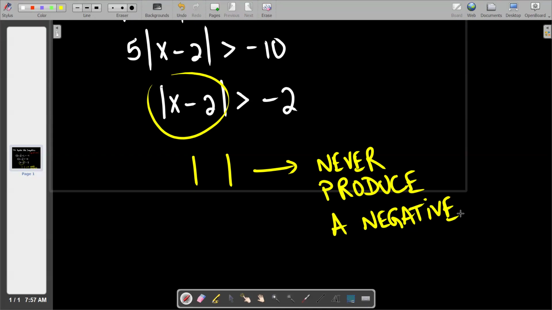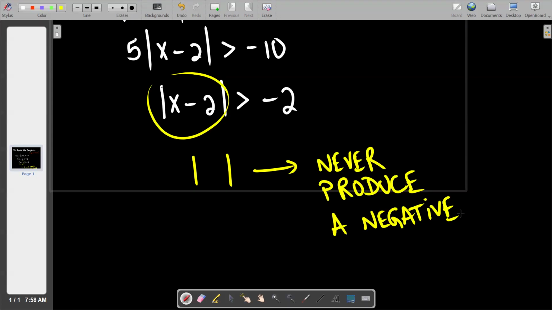Having said that, what can we say about the absolute value being greater than negative 2? That's the word I'm looking for. Always. You got that quick. It will always be greater than negative 2, won't it?